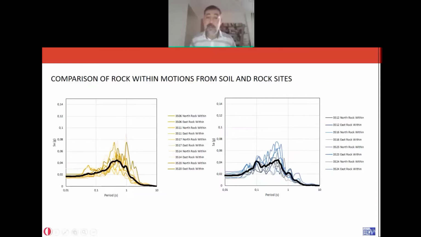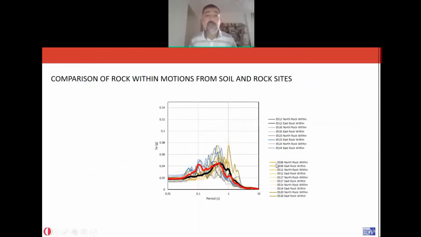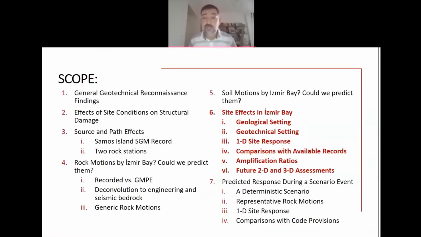obtained from soil sites. Look how similar they are. By the way, when I say similar, I'm talking in terms of uncertainties in earthquake engineering. Some of you may say, oh, they don't look similar, but to us, they are very similar. Having said that, what we understand here is that in Izmir Bay, definitely we're capable of understanding the rock motions, bedrock motions, and also it cannot be modeled by ground motion prediction equations.